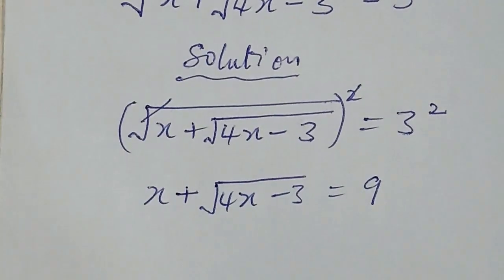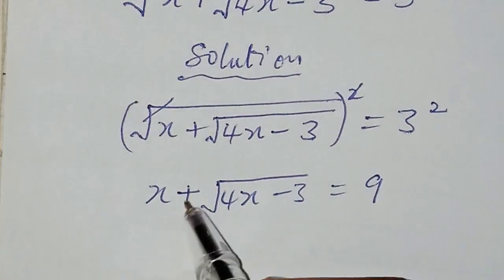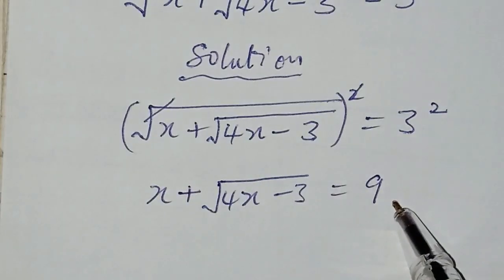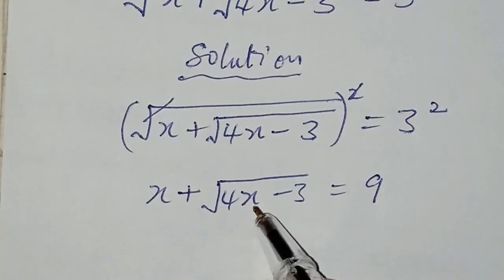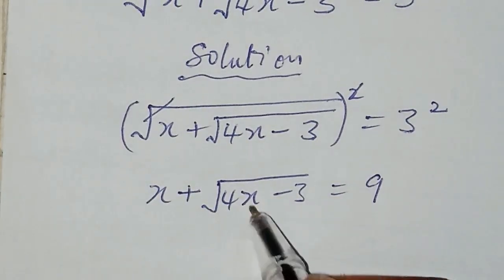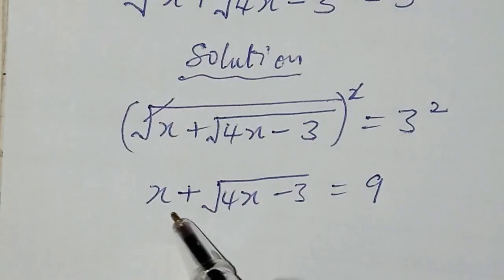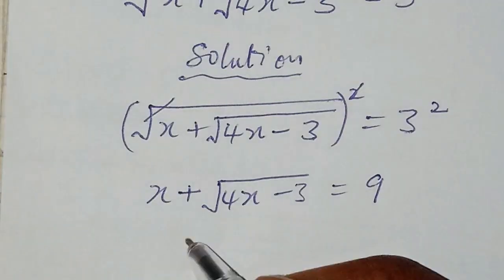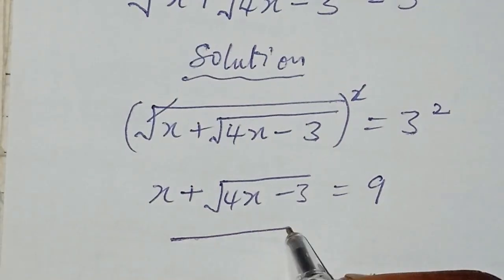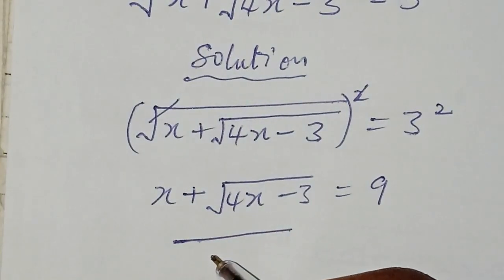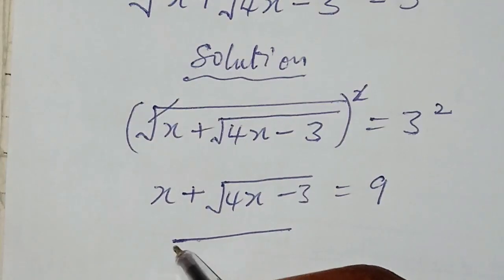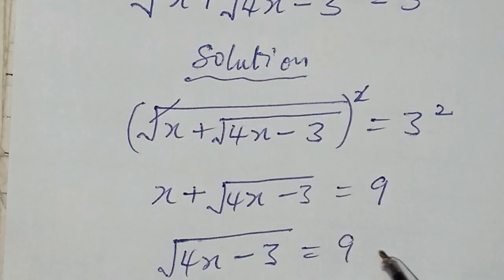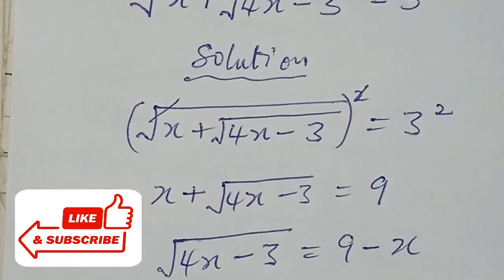Now from here we bring this x to the right hand side in order to isolate the radical expression. So we have the square root of 4x minus 3 equal to 9 minus x.